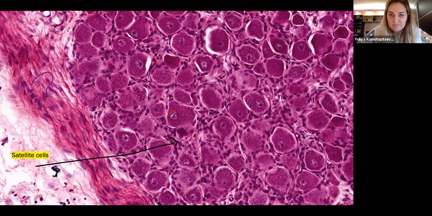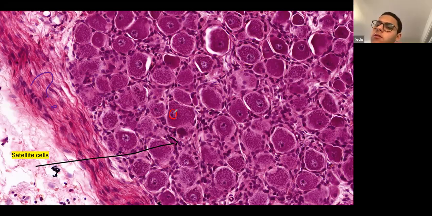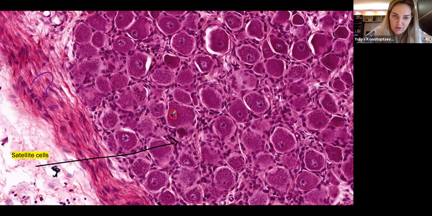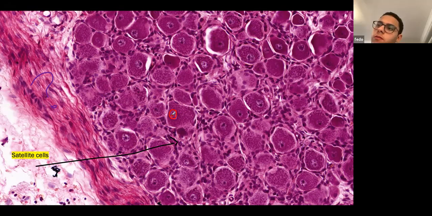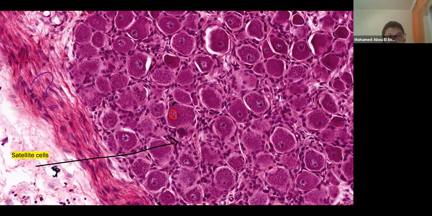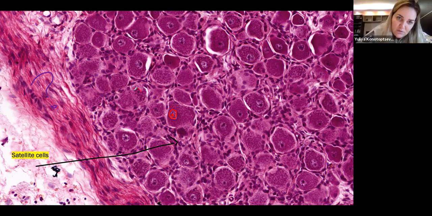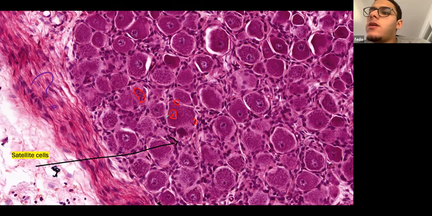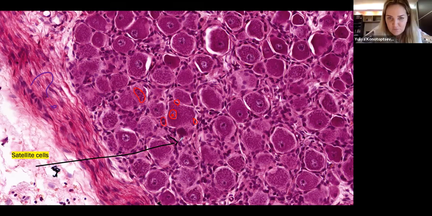So what is this? Nucleus. Okay, so nucleus. What is the dark thing? Nucleolus. This is the cytoplasm. You can see a bunch of blue dots. Nissl bodies, very nicely seen here. Okay, so these are the Nissl bodies. Some kind of cells on the surface. Satellite cells, yes. So these cells on the surface are satellite cells.